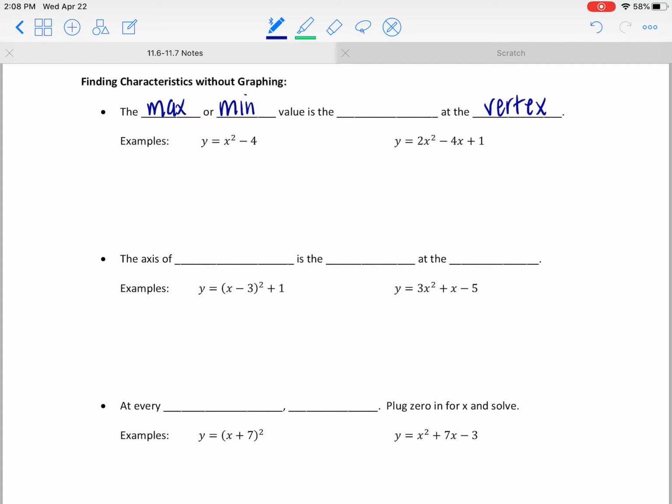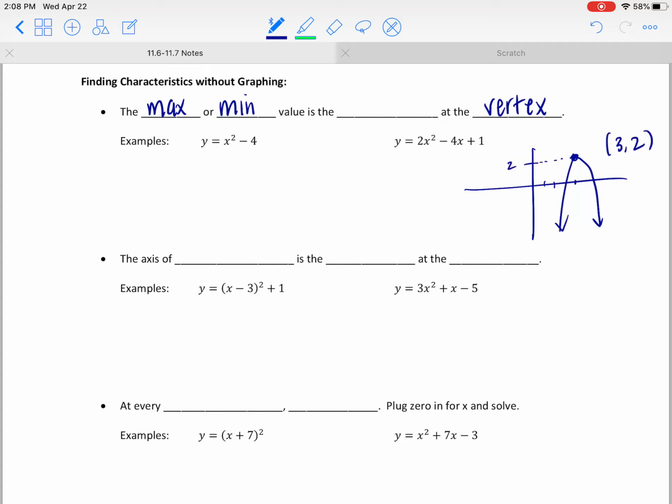One set of those is the max or min value. And the max or min value has to happen at the vertex. So it has to happen at the vertex, but technically, what is the max or the min value? So when you have a graph, and let's say that this is your vertex here, and let's just say that it's at 3 and 2. Which one of those is actually considered the maximum value?